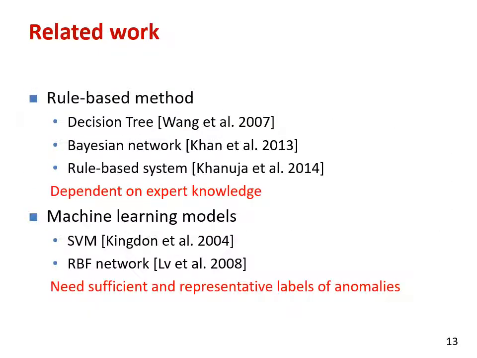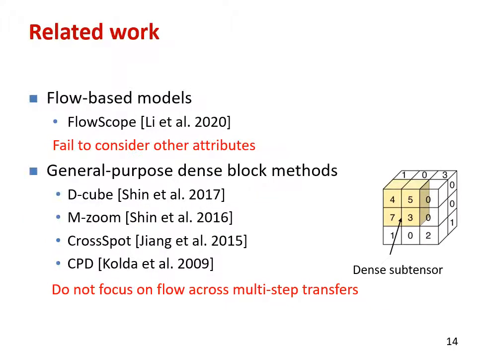The most classical approaches for money laundering detection are rule-based models, such as decision trees and Bayesian networks. However, these methods are highly dependent on expert knowledge. Besides, machine learning models such as SVM and neural networks are also applied. However, these methods use supervised learning and need a large amount of labeled data, whose availability is low. As for the flow-based models, FlowScope is designed for dense money laundering flow. However, it fails to consider other important attributes such as time, because of the limits of the graph.